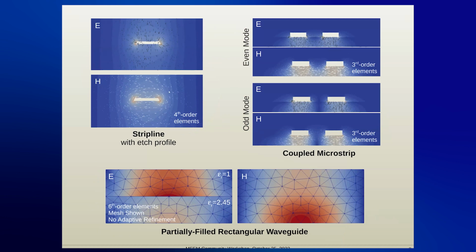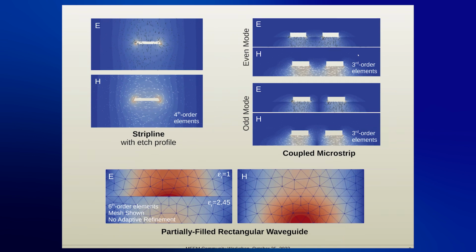Upper left, a very common structure in electronic packaging is a strip line. So this is an example showing a strip line solution with an etch factor on the center conductor, so it's not a perfectly rectangular conductor. That one was done with fourth order elements.